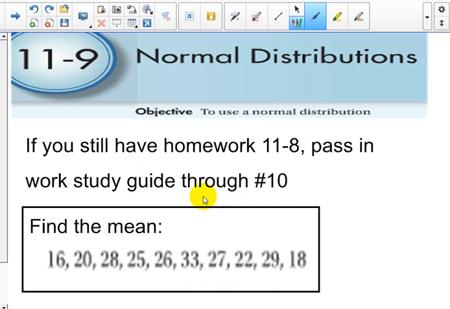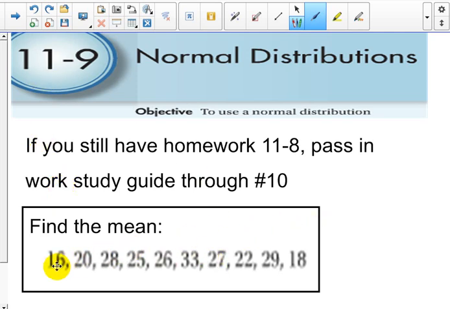So you should have already worked the study guide through number 10, right? And that would catch you up with today. Today we're doing the last lesson. So on the study guide on your blue sheet, you'll be working 11 and 12, and then you'll be done. So don't forget that the study guide is part of your assignment every day also.